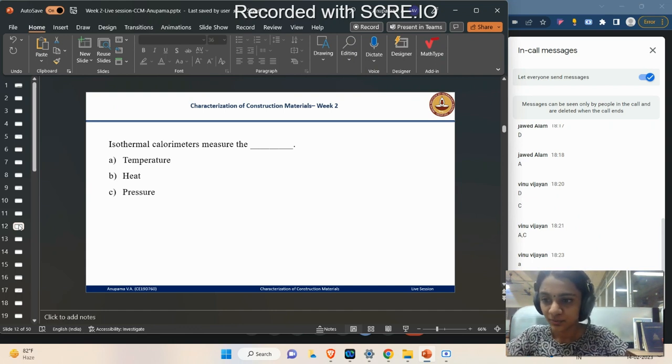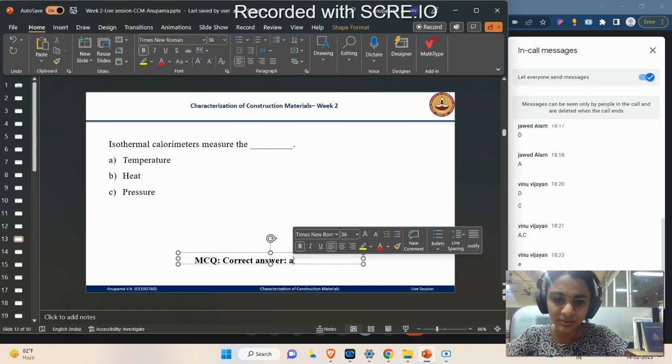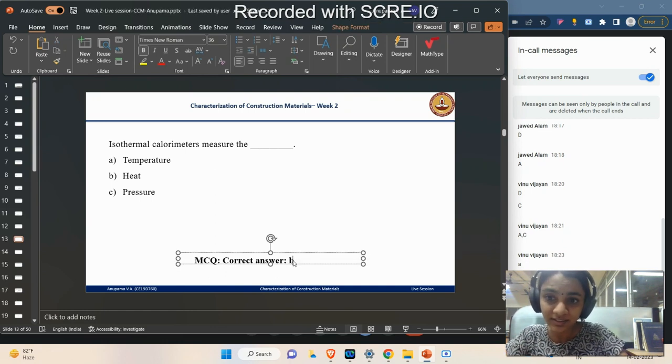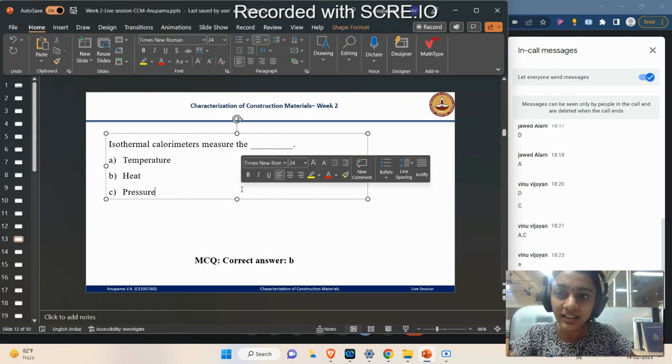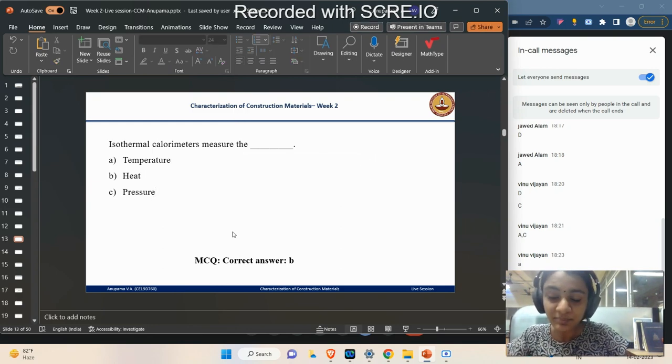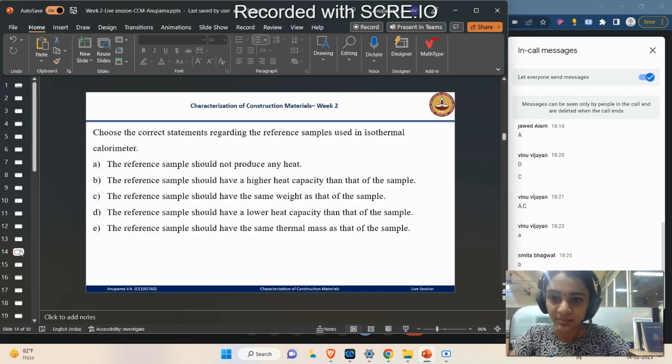Okay, without wasting much time, let me go to the answer. Isothermal calorimeters actually keep the temperature constant, so it measures the heat. Isothermal calorimeters keep the temperature constant and measure the heat. So the correct answer is B. Okay, let's move to the next question.